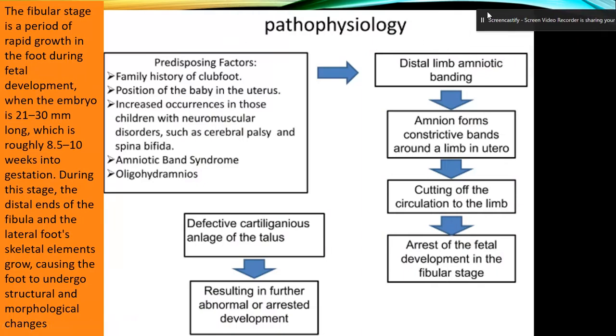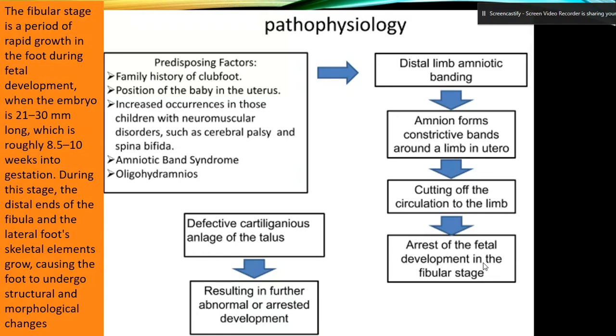All right, so what is the pathophysiology? Predisposing factors: family history of clubfoot, position of the baby in the uterus, and increased occurrence in children with neuromuscular disorders such as cerebral palsy and spina bifida, and oligohydramnios. Distal limb amniotic banding: the amnion forms constrictive bands around the limb in utero, cutting off the circulation of the limb, because there is no blood circulation around the limb. That causes arrest of fetal development in the fibular stage. It causes defective cartilage anlage of the talus, resulting in further abnormal or arrested development. It has an impact on the talus bone, right?